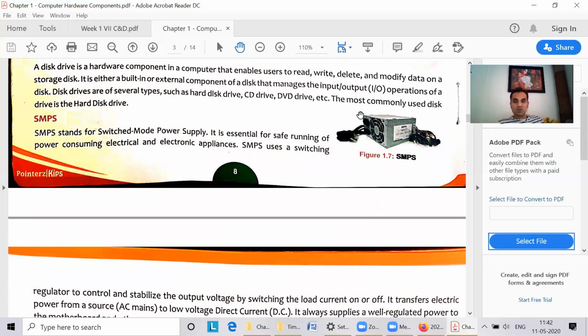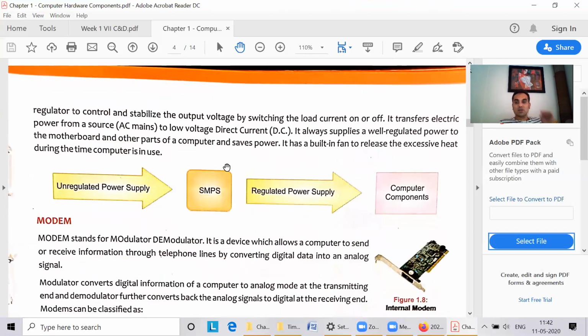You can see the image over here, SMPS. See, it's a power cord, and see this round part, this is the fan of the SMPS. And this black socket you can see over here is where you connect it with the computer, externally or internally, both. Unregulated power supply, which comes from the mains AC, goes to the SMPS, and the regulated power supply goes to the computer components.